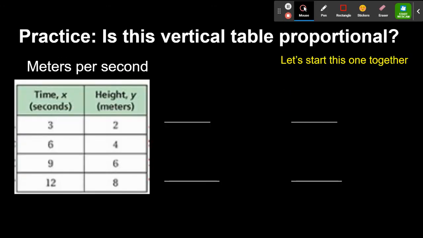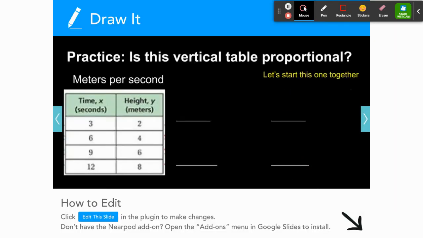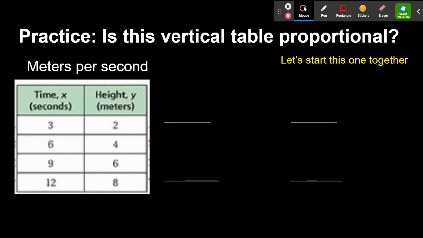All right, let's take a look at another one. Let's actually have you go ahead and try this one. Again, remember to set up your y over x. Let me get you started with this first one here. We're going to make this a 2 over 3. y over x. Do the same thing for all these. 4 over 6, 6 over 9, 8 over 12. Go ahead.